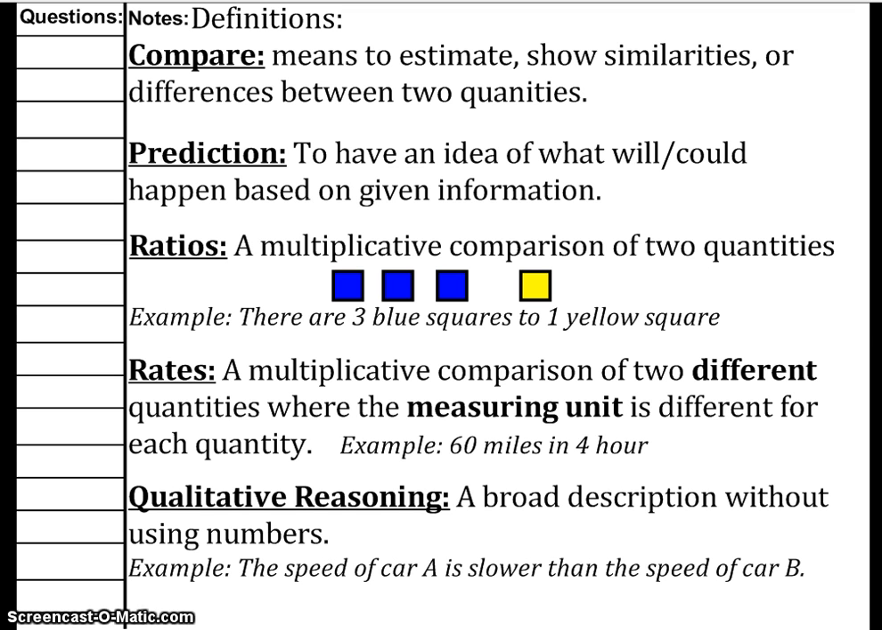So that's what we're going to be working on in our notes, is finding the qualitative reasoning for different ratios and rates. Again, keep that in mind. It's a broad description, a general description, not anything using numbers.